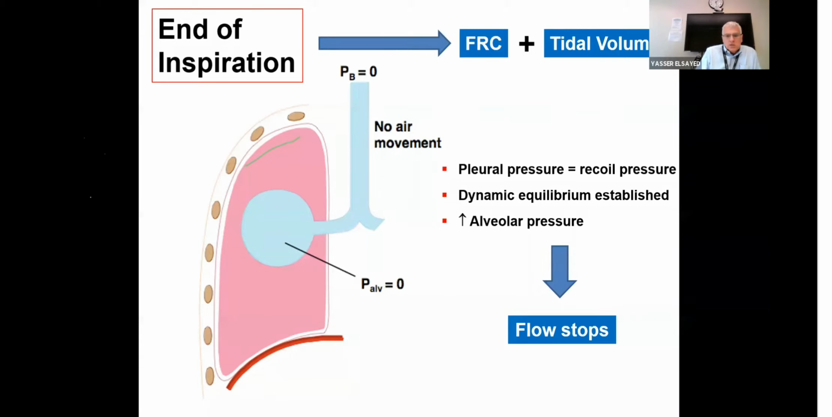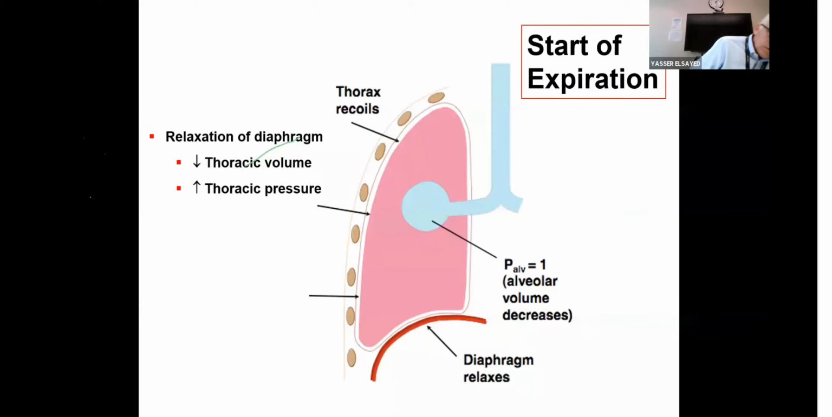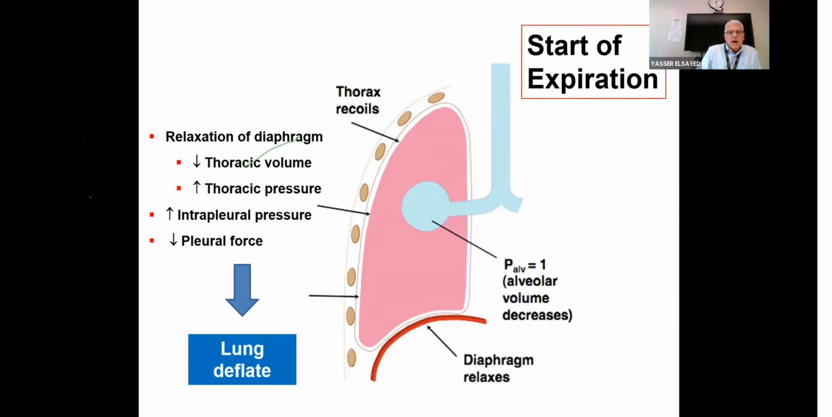The extra air that you have acquired inside the lungs. Okay, so how do you start expiration? Now we know expiration is passive in humans, and basically at the start of expiration, you return the diaphragm to its original position at rest. So when the diaphragm relaxes, the volume inside of that chest cavity goes down again. Okay, so the relaxation of the diaphragm produces decreased thoracic volume, and that, as in Boyle's law, will increase thoracic pressure. So now all of a sudden the intrapleural pressure goes up again, and the pleural force that is keeping the lung open will also decrease, and the lung will start deflating.